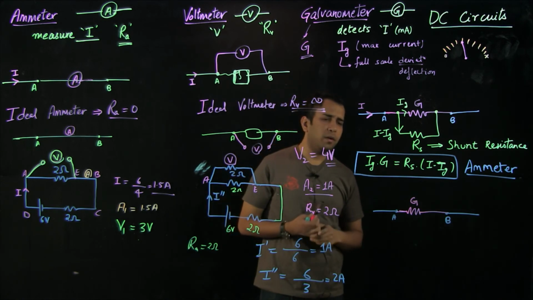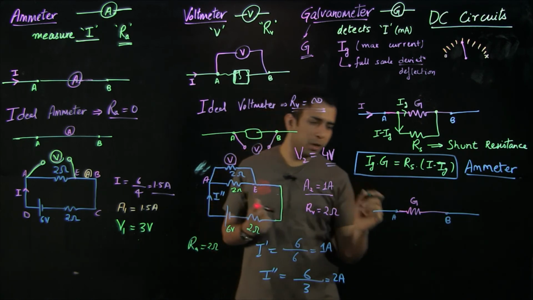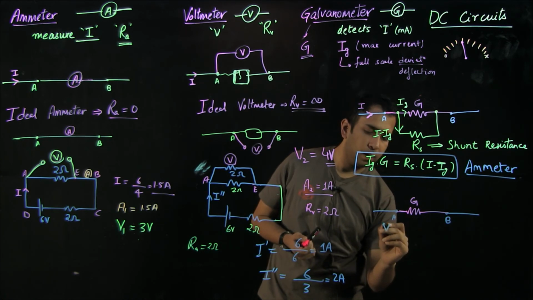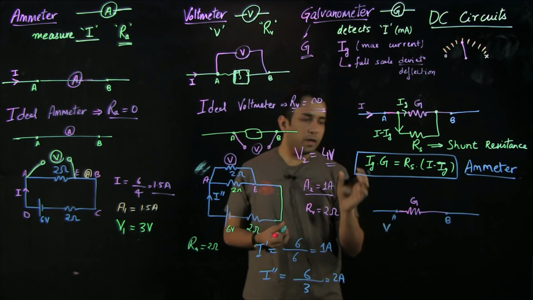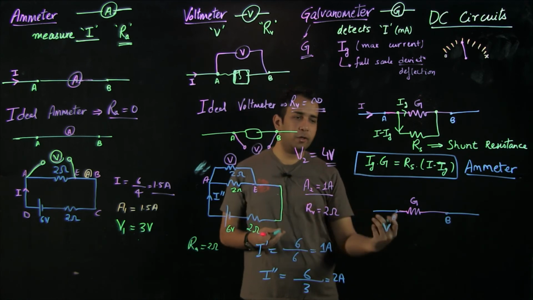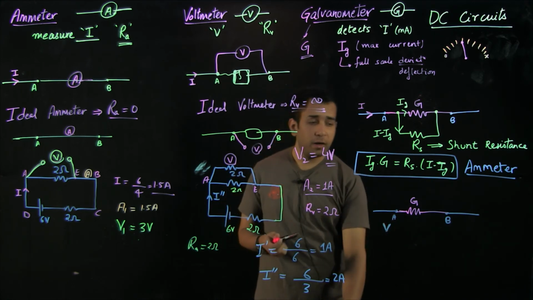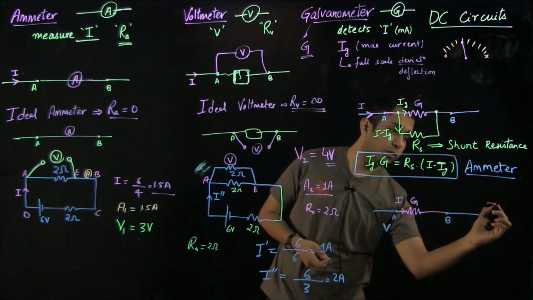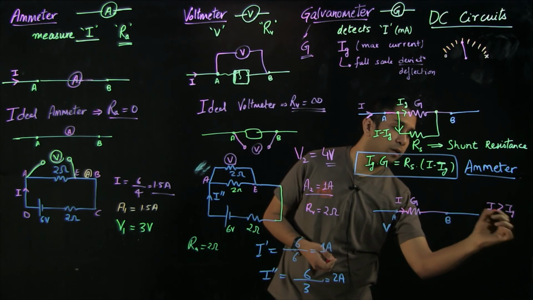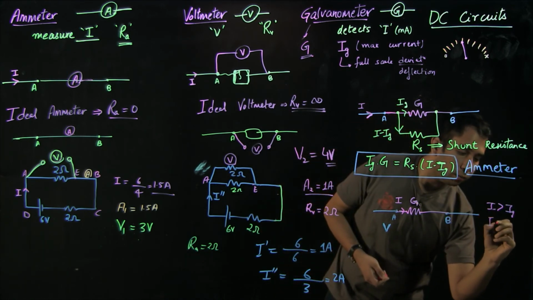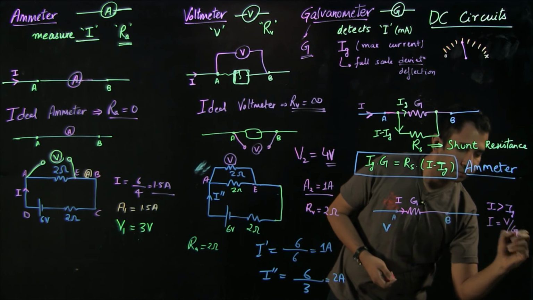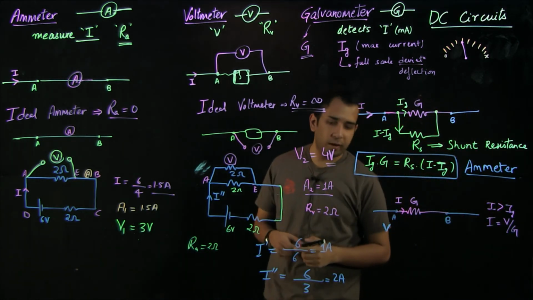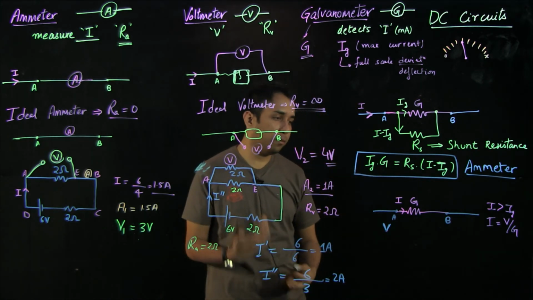But now what will happen? Again, because there is a constant voltage difference between A and B, which let us call V, the galvanometer will experience some current flowing through it, and this current will definitely be greater than Ig. So this I will be greater than Ig because I would be V by G, and if I is greater than Ig, then the galvanometer is prone to breaking down.